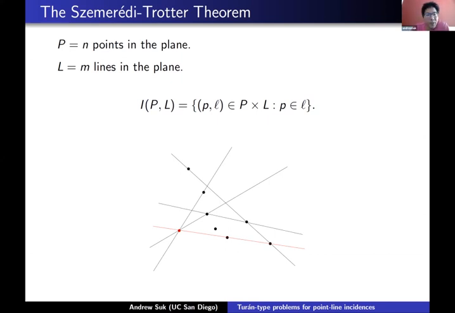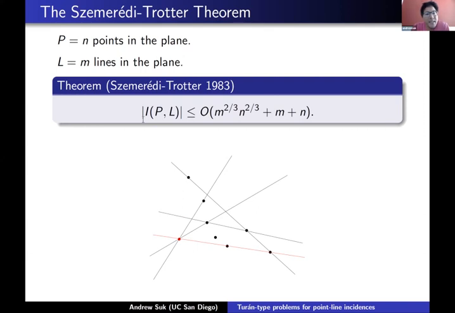What the Szemerédi-Trotter theorem says is that any set of n points and m lines in the plane determines at most this many incidences. And if you want to simplify the situation by insisting that the number of points equals the number of lines, then the theorem states that any set of n points and n lines in the plane determine at most n to the 4/3 incidences.